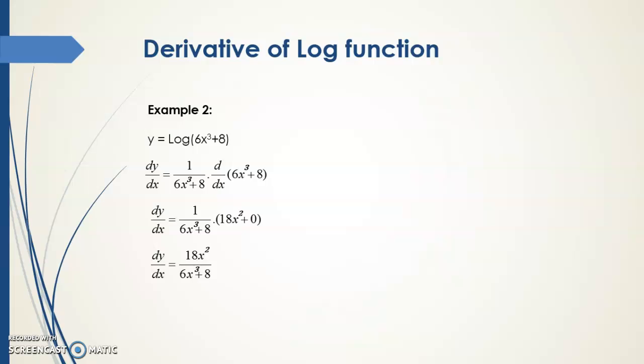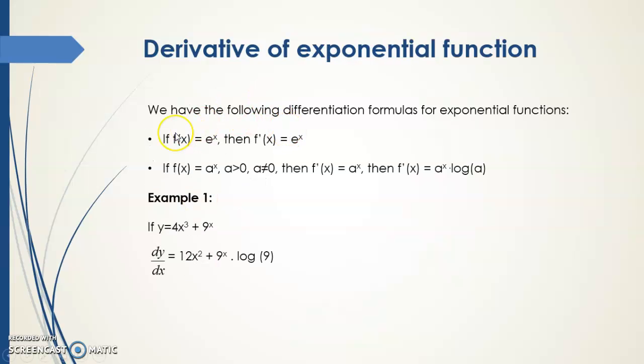Now we'll move to the exponential functions. There also they have two formulas. If the function of x is e raised to power x, then the derivative is also e raised to power x. So the derivative of e^x is e^x. But if the function is given as a raised to power x, where a is greater than 0 as well as not equal to 1, in that case the derivative will be a^x into log a.